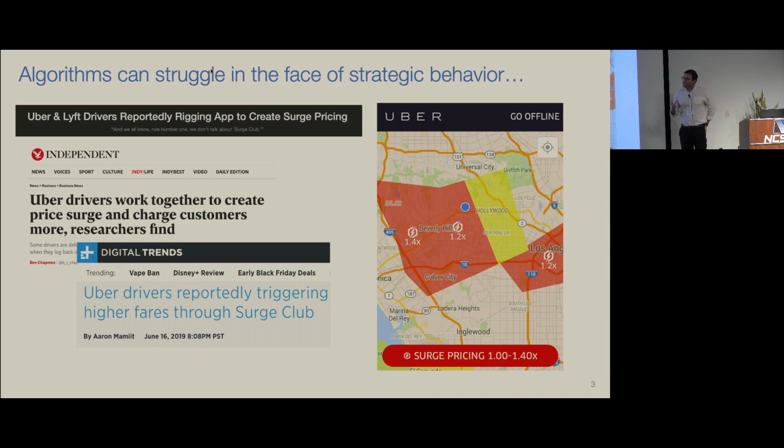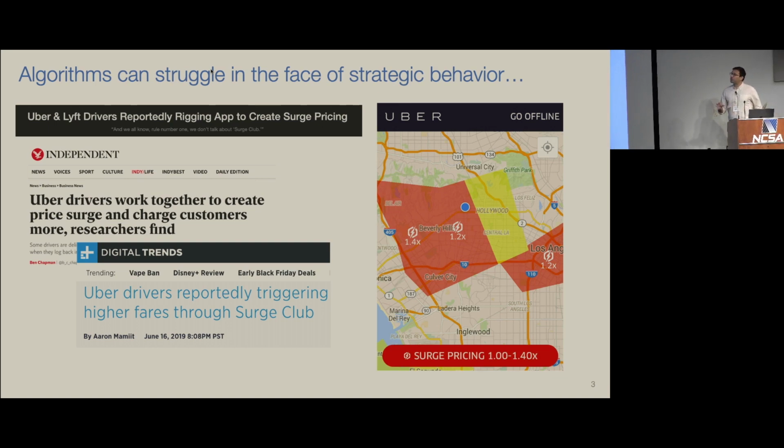As an algorithm designer, this is not at all what I wanted my algorithm to do. But I think it just goes to show the types of complex strategic behaviors that algorithms have to deal with when they're actually deployed into the real world.